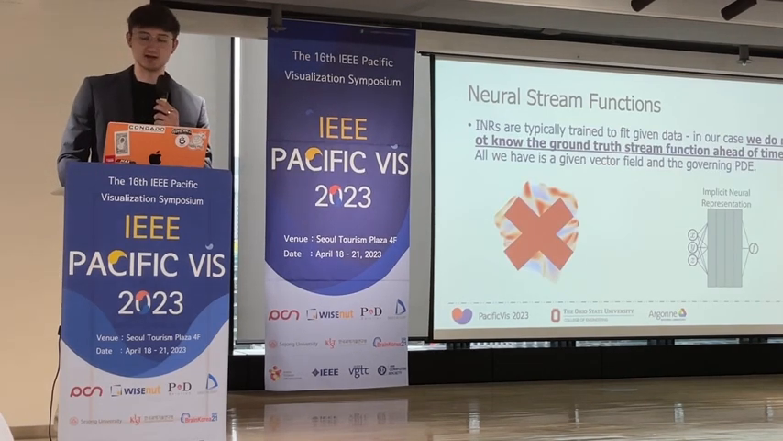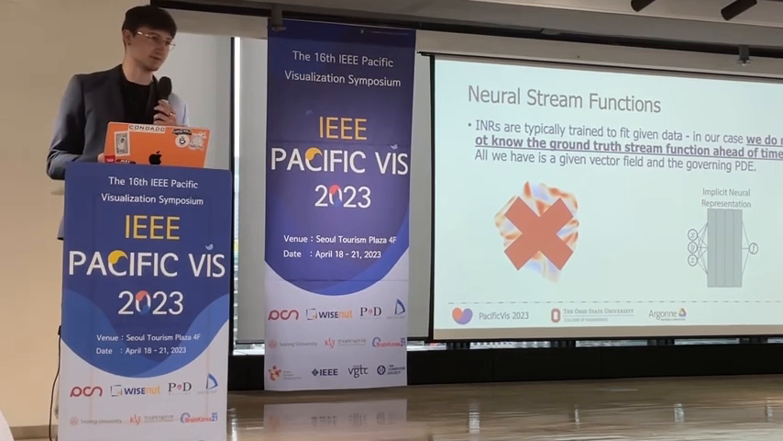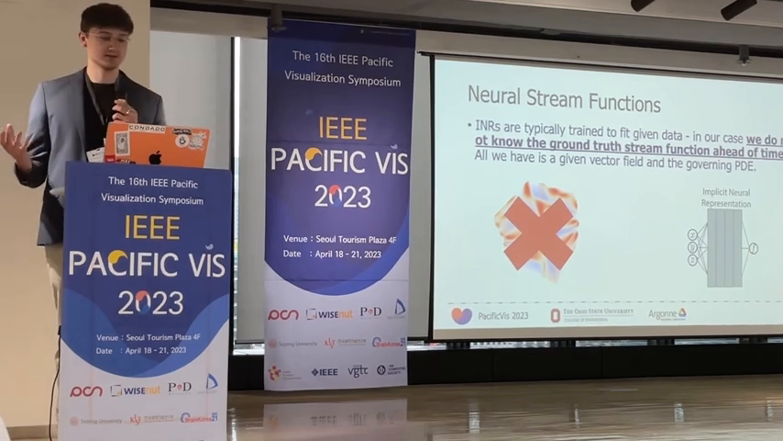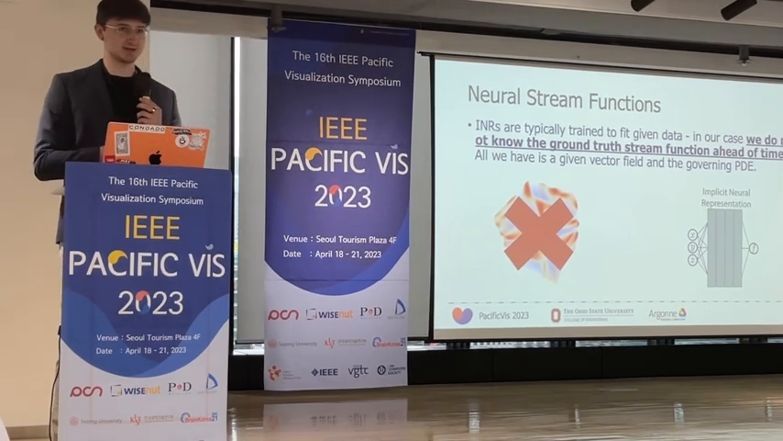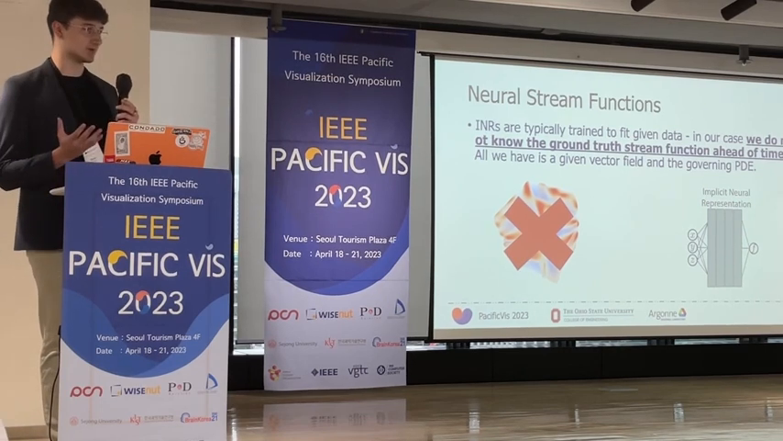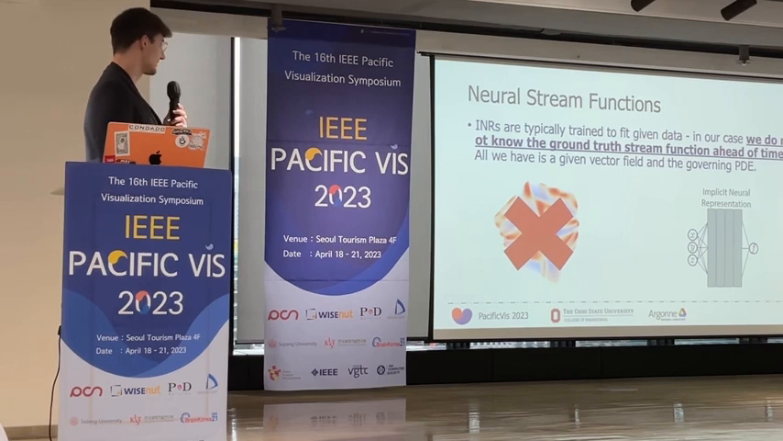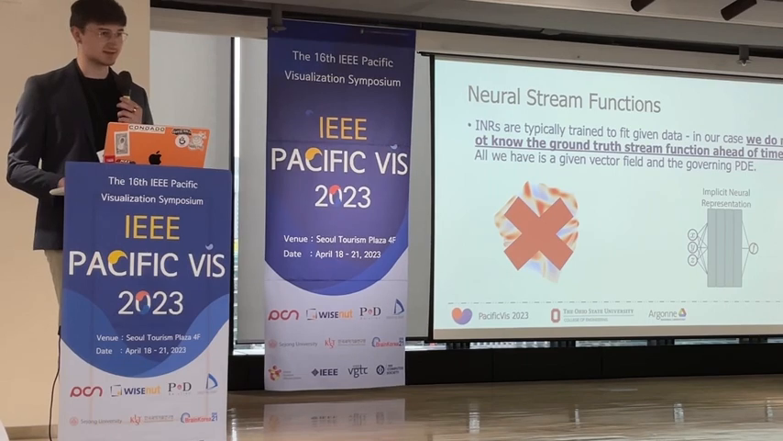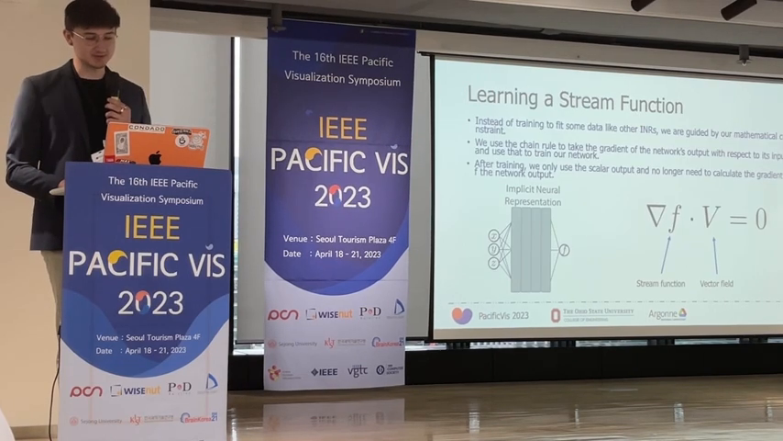But me saying that might raise a flag in your head because, as I mentioned, we are not given a stream function from our simulations. For example, we have a vector field from our simulations, no stream function. So how do we tell the network what to learn? In previous approaches, they have some ground truth data to teach to their neural network. But in our case, we do not have ground truth data to teach. All we're given is the vector field and the governing equation.